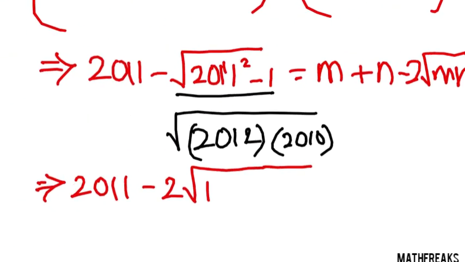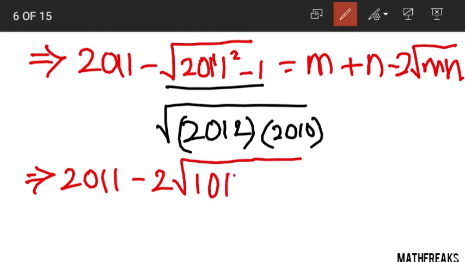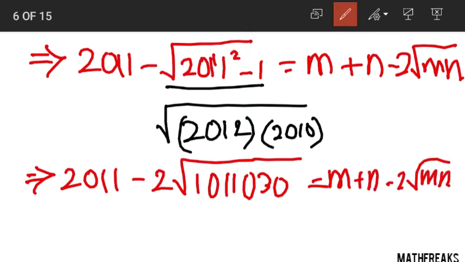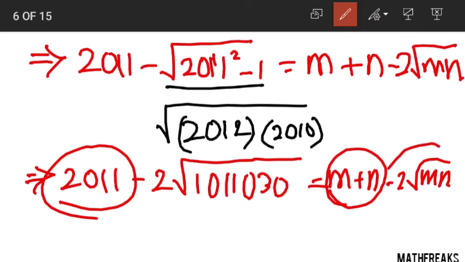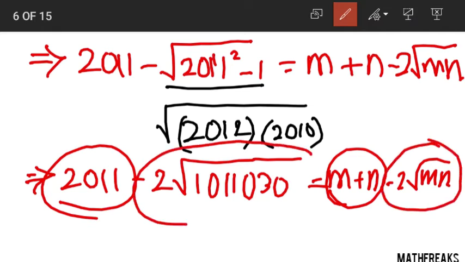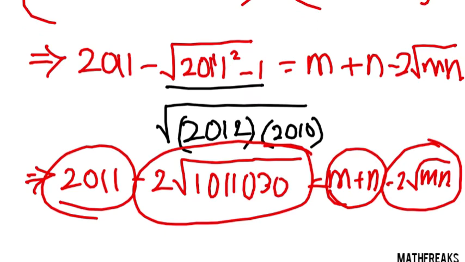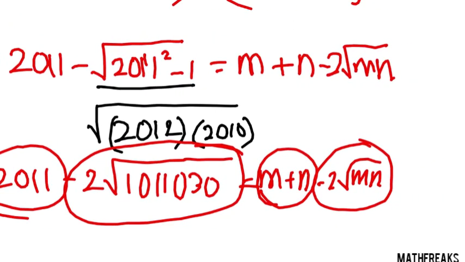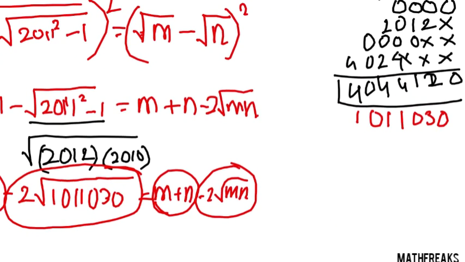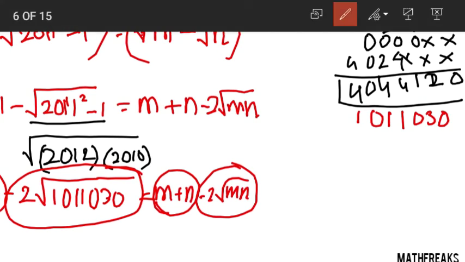1011030 equals m plus n minus 2 root of mn. Now see, m plus n minus 2 root mn, minus 2 root mn. We just compared it. We did nothing. We just compared the LHS with the RHS, and the answer comes out to be m plus n is equal to 2011. Did you get it?